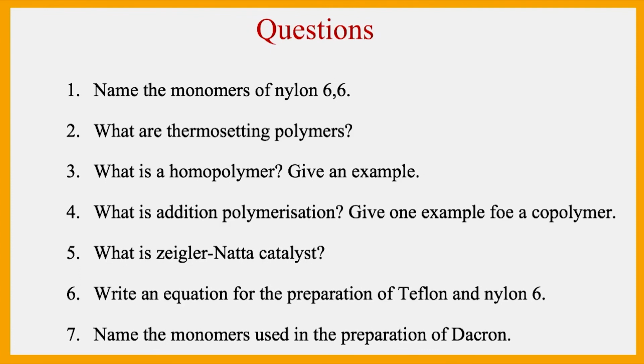And the fifth question is what is Ziegler-Natta catalyst, and the sixth one is write an equation for the preparation of Teflon and nylon 6. You have to write the equation here. And the seventh question is name the monomers used in the preparation of Dacron. There are 7 questions.